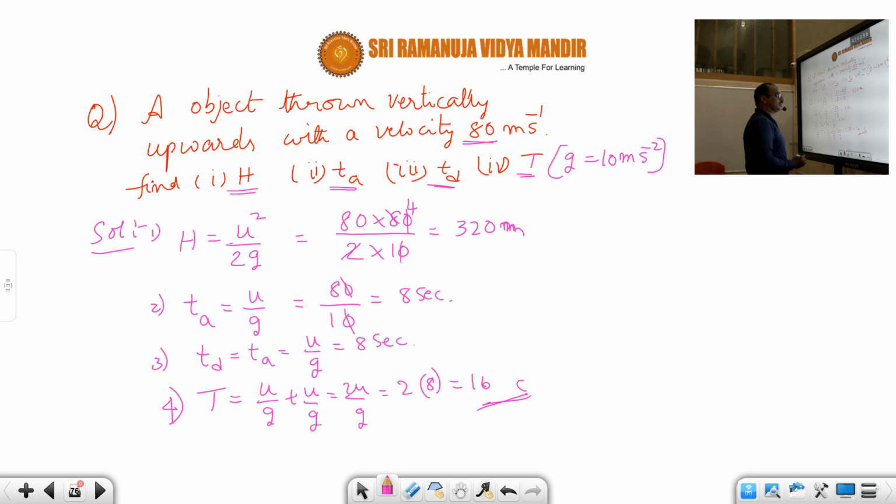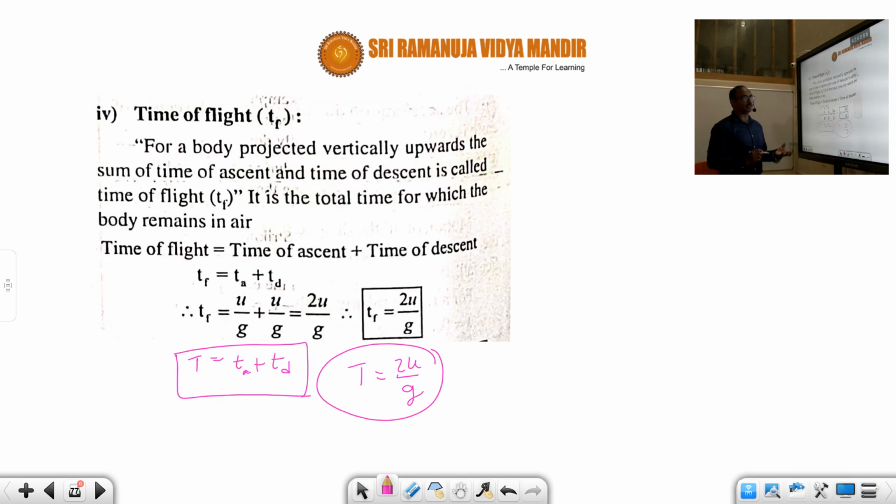So time of flight is generally represented with a capital T, equals 2u divided by g. Time of ascent plus time of descent equals capital T. Now students, we are looking at some important standard derivations in kinematics for a vertically projected body. So this is a very important one.